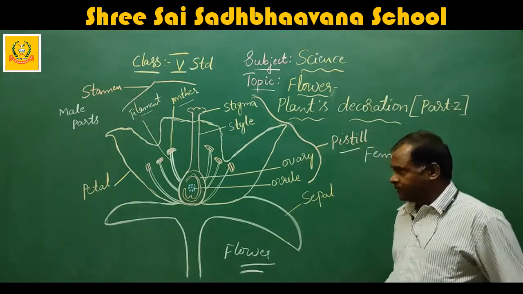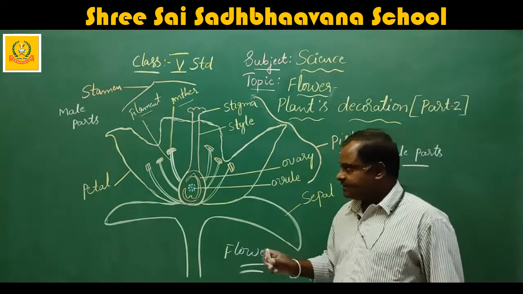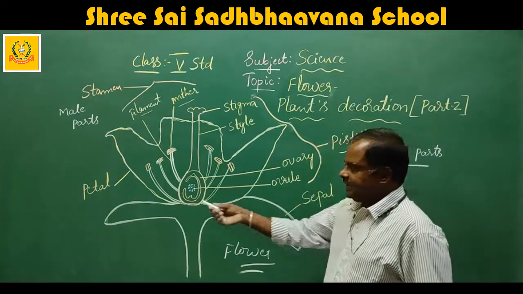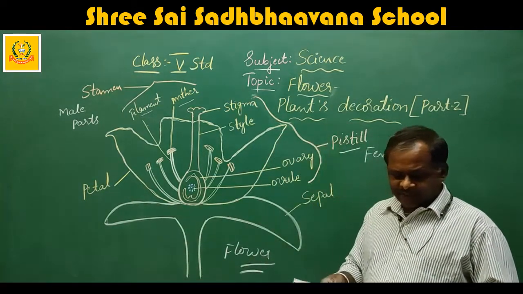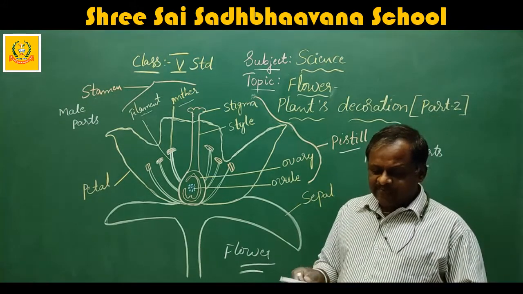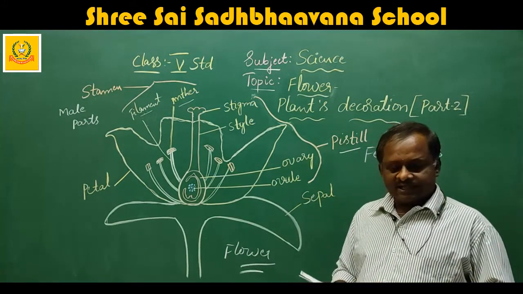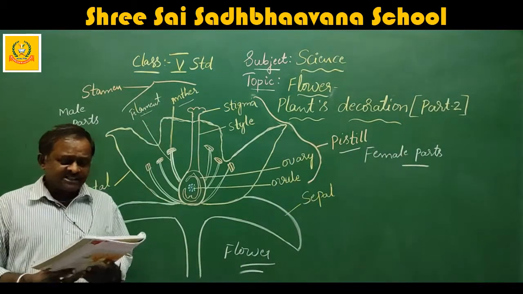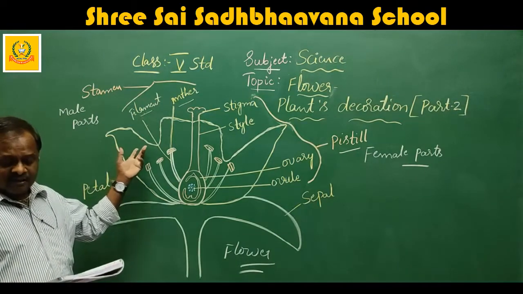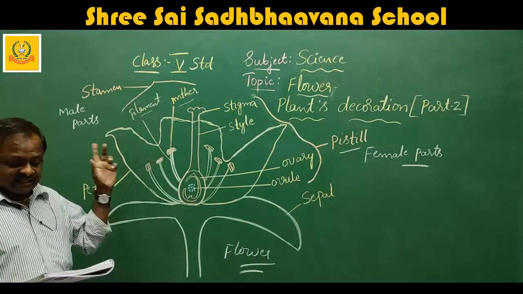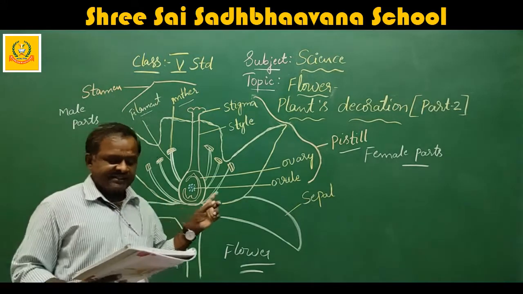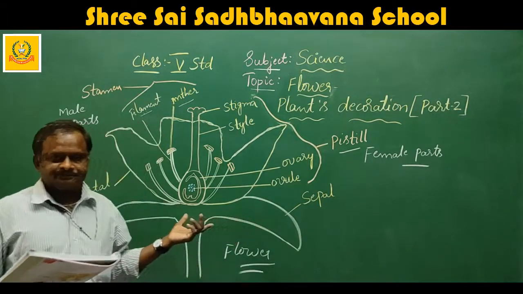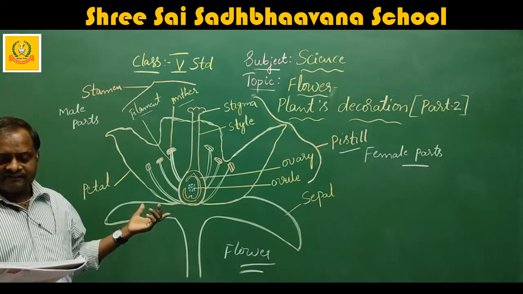Next we will go to other parts of the flower. They are petal and sepal. What is a petal? It is the colorful and bright part of a flower. It attracts pollinators like insects and humans. That is why we buy and enjoy flowers.